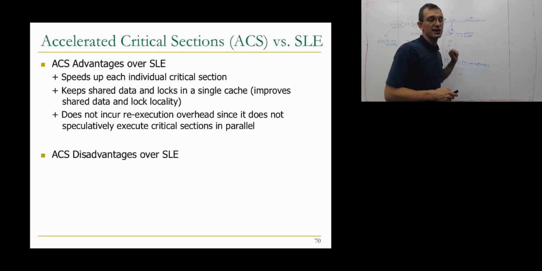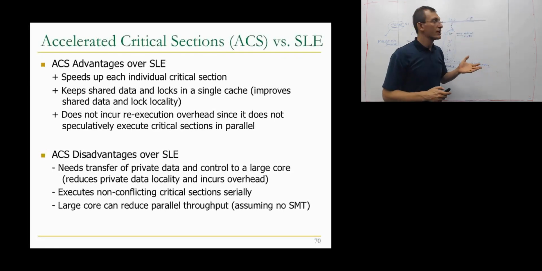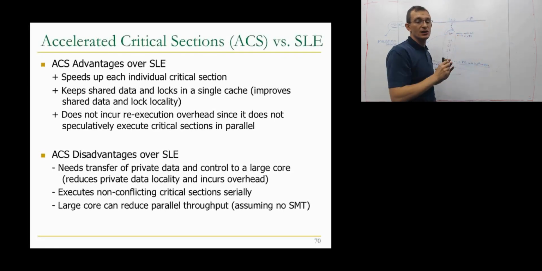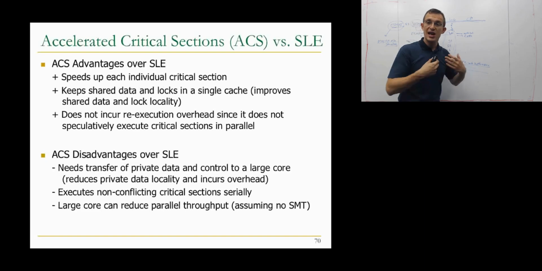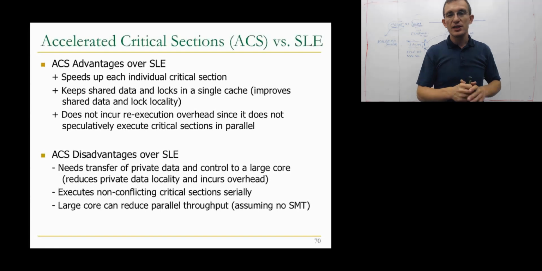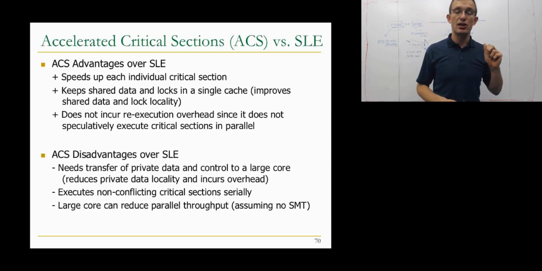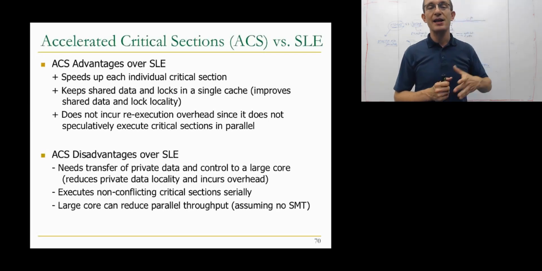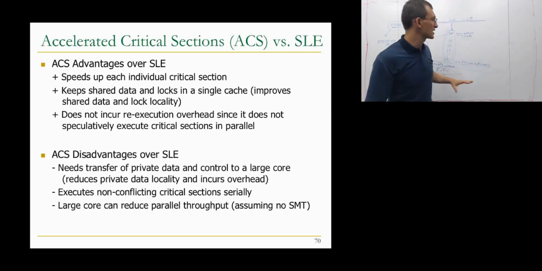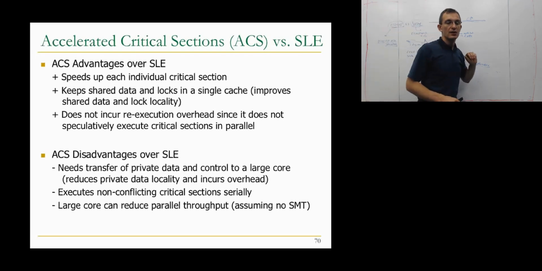Okay, but accelerated critical sections also have disadvantages over speculative lock elision. One is, whenever you ship the critical section to a large core or somewhere else, you need to transfer the private data and also the control to a large core. This reduces the private data locality, which we've discussed when we talked about data marshalling in the asymmetry lecture. So I'll encourage you to go back and look at that, and this incurs overhead. This overhead is not present in SLE. In speculative lock elision, private data stays wherever the critical section is executed, right?